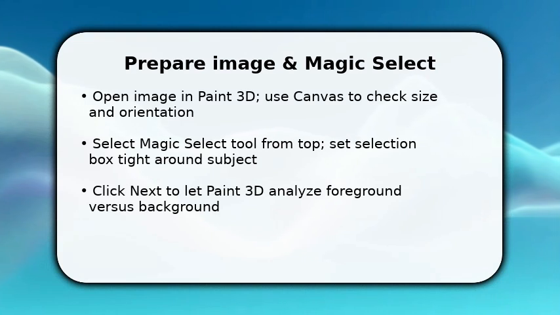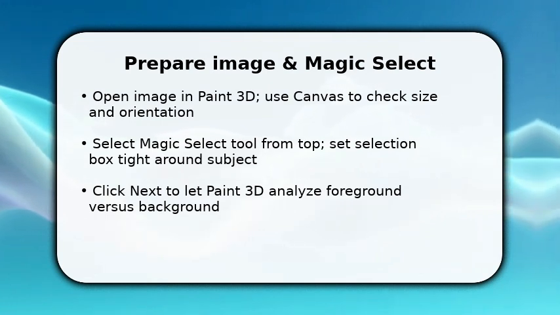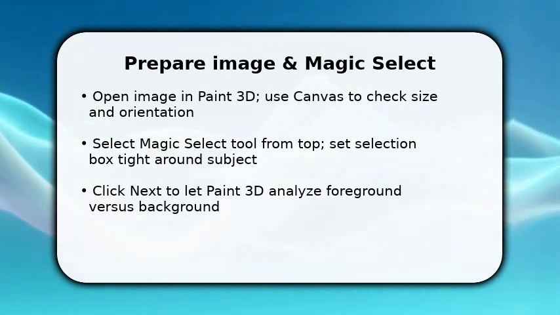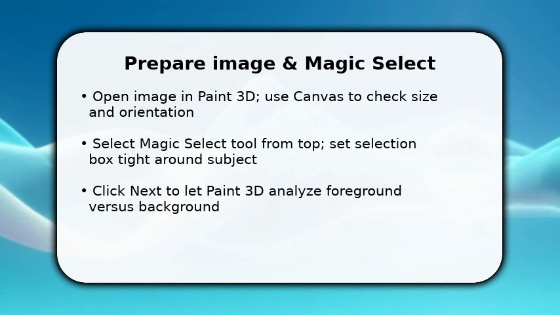You begin by opening the image and trimming obvious edges. Make sure canvas orientation is correct so selection behaves predictably. Next, choose Magic Select and draw a tight box around the subject. Tighter boxes are faster and more accurate.